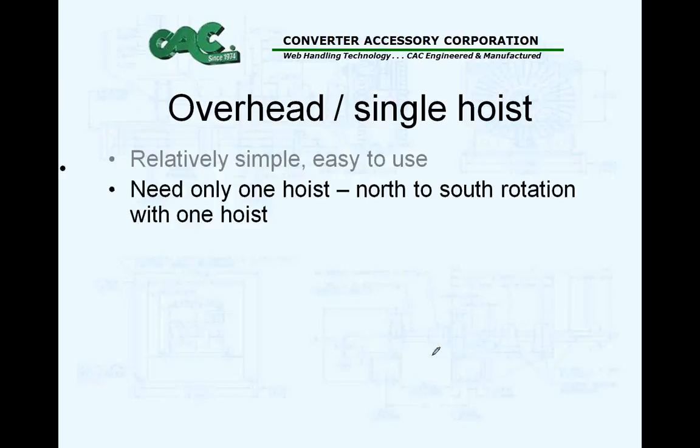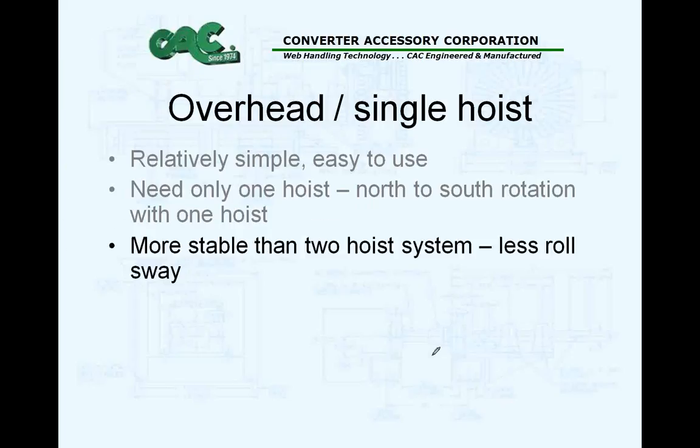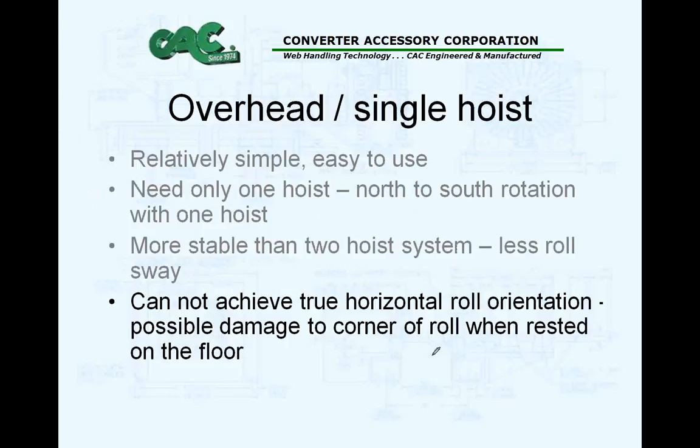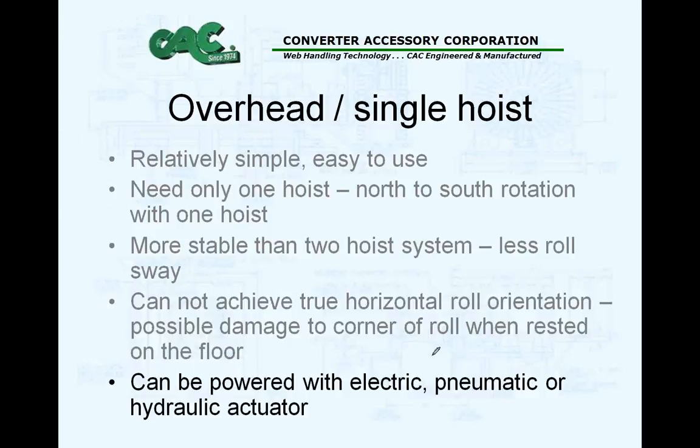They're relatively simple. They're pretty easy to use. It only needs one hoist. The north to south rotation is real simple. It's just literally swiveling underneath a single hoist, and they can be more stable than a two-point system. But the biggest disadvantage to these systems is that you can never get true horizontal positioning to the floor with them. They can be powered with electric, pneumatic, or hydraulic actuators depending on what you have available and what's really best for the application.